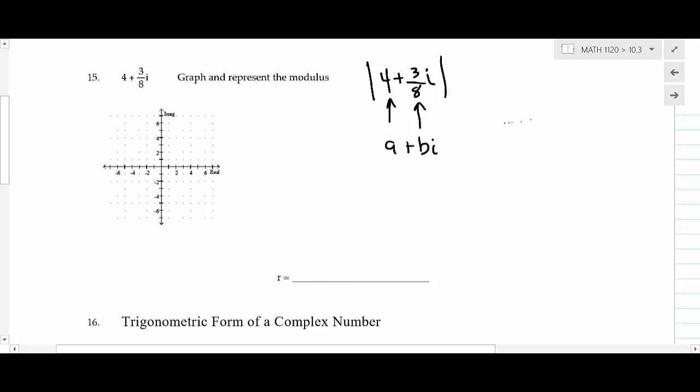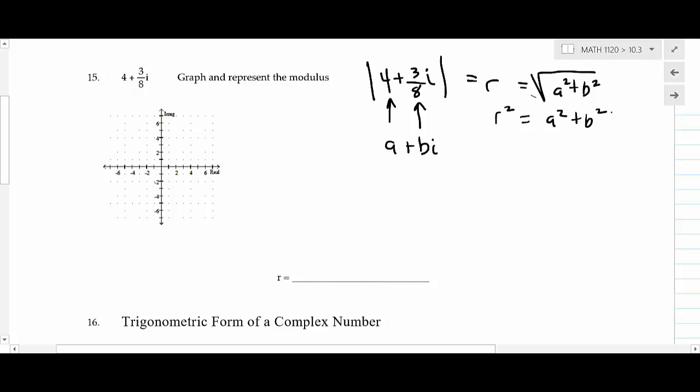And what an absolute value is, it's r, the radius that's drawn to that point on the complex plane, and that's defined to be the square root of a squared plus b squared. Okay, where does that come from? That comes from the Pythagorean Theorem. The Pythagorean Theorem is just saying r squared is equal to a squared plus b squared. So all we're doing is finding that radius.